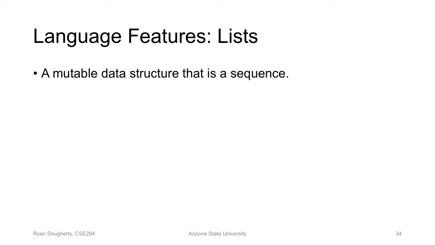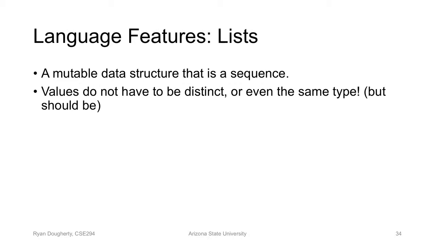Okay. So lists, we've been talking about, are the mutable data structures, so they are almost exactly the same thing as arrays in Java. Some of the things you can do are you can have pretty much anything in a list. In Python, you can have any data type you want in any order you want. They don't have to be distinct, or they can be. They don't have to be the same type.